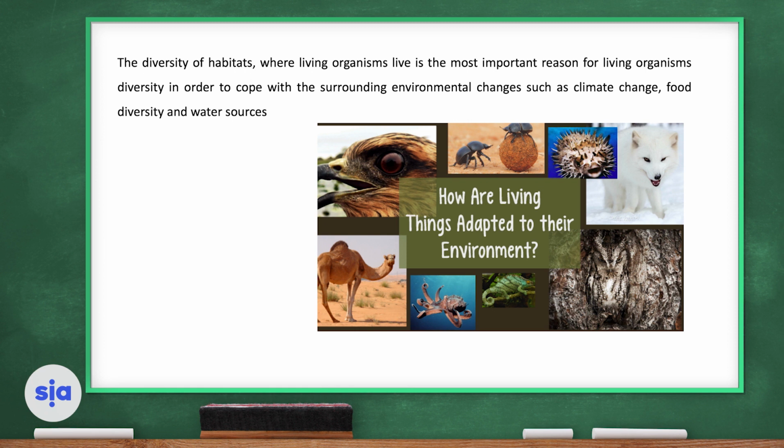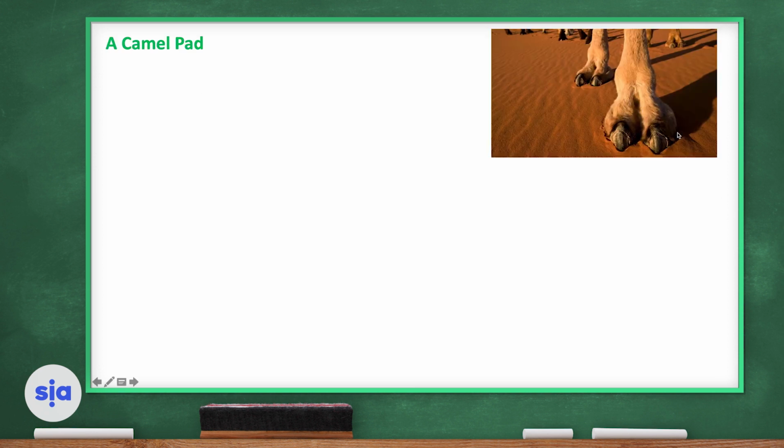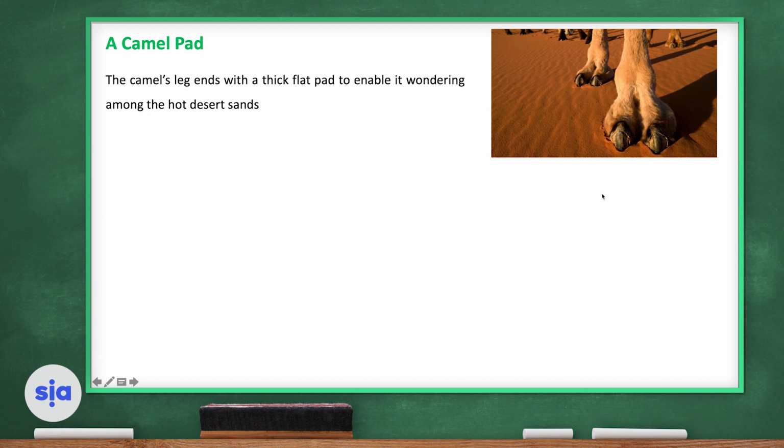What are some environmental changes that we are going to talk about, such as the climate change, the food diversity, and the different water sources? Can you see this? This is a camel pad. The camel legs end with a thick, flat pad to enable it wandering among the hot desert sands.